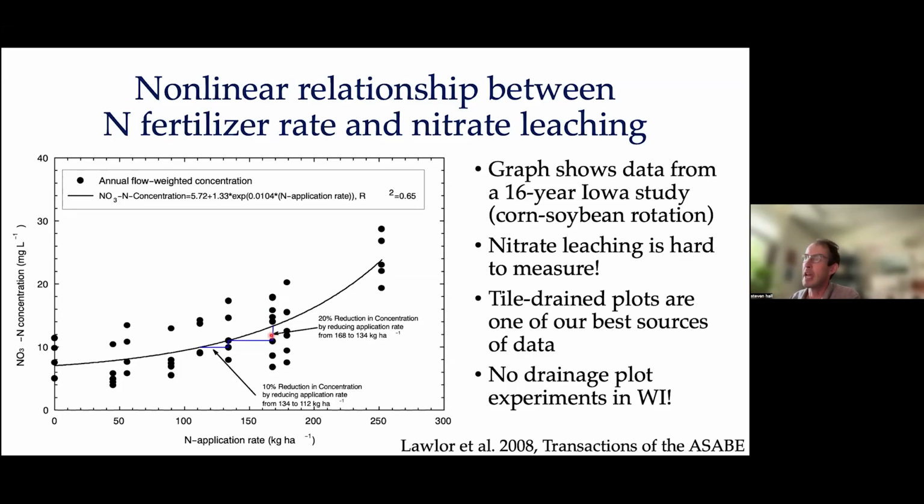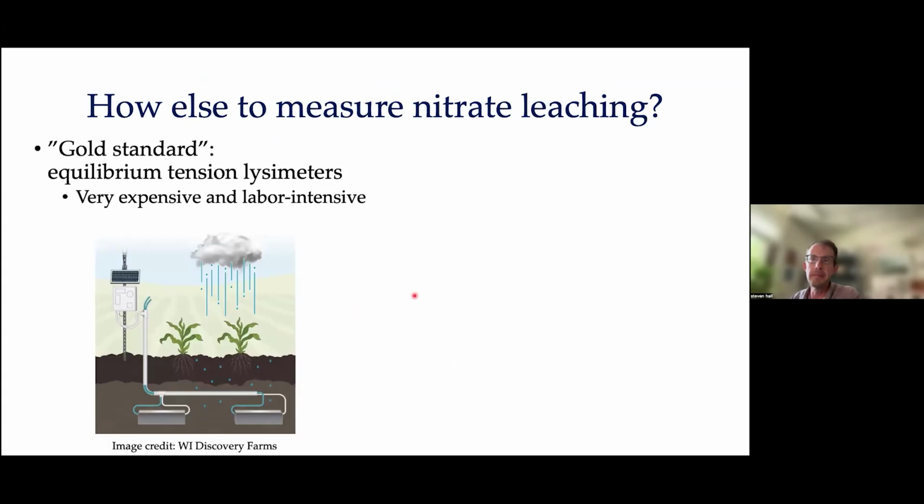I think one of the challenges that we have is that unlike some of our land grant counterparts elsewhere in the Midwest, we don't have any of these established drainage plot experiments, and so that's one way we'd hopefully like to go in the future. But in the meantime, how else can we get a handle on this? Well, we're fortunate that some folks in UW soil science 20, 30 years ago developed this really nice lysimeter approach that you may have heard something about.